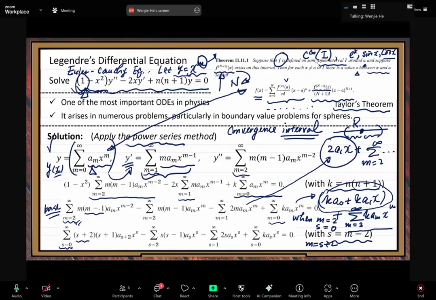Replace n minus 1 by s plus 1, because this number minus 1 gives s plus 1. Then m should be s plus 2. Then this exponent, n minus 2, that's s. So the first term, no problem. Understanding? Then the second one.